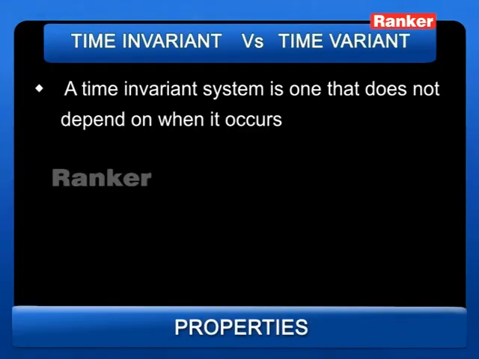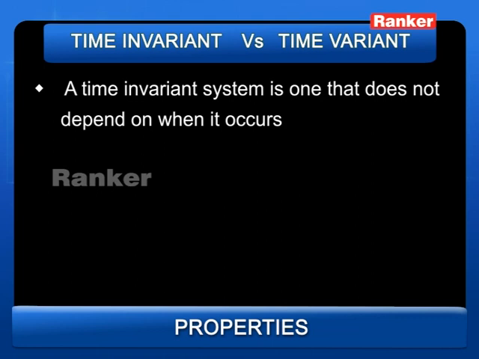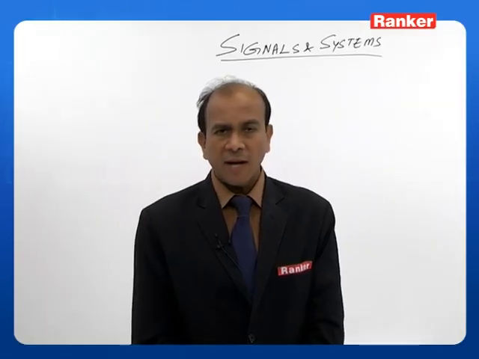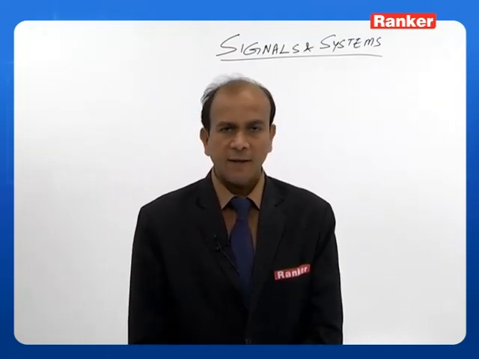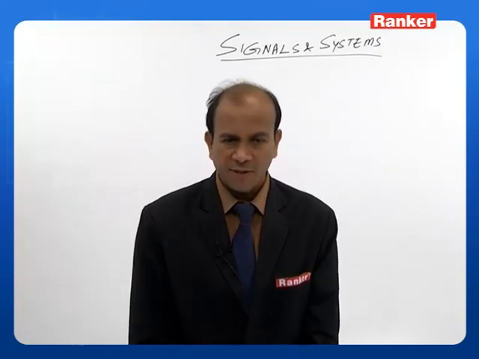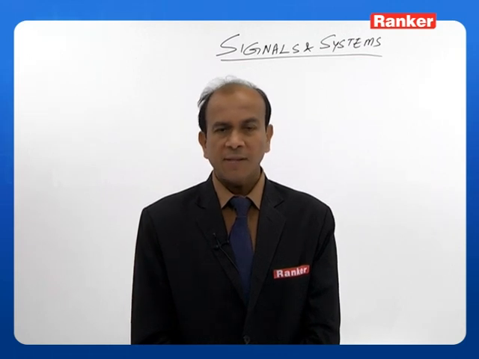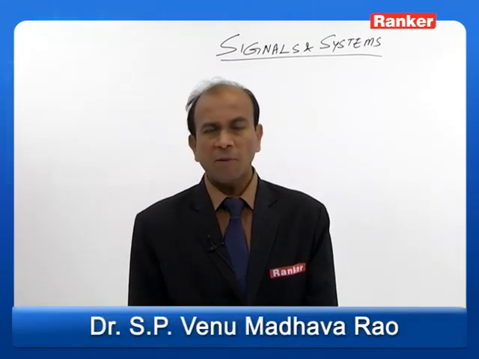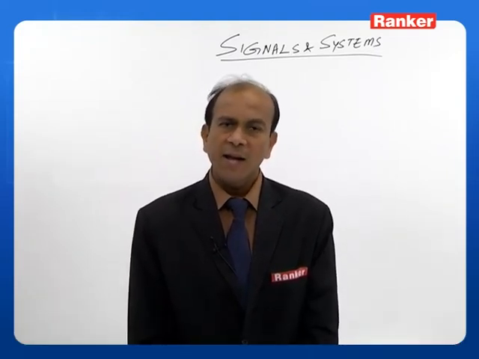A time invariant system is one that does not depend on when it occurs. Even if I delay the input signal, the output also will be the same, but it will occur at the delayed time. So that's what is called a time invariant system. The shape of the output does not change with the delay of the input. That means the input with the corresponding output remains same even if the input is delayed. That is why this is called a time invariant system.